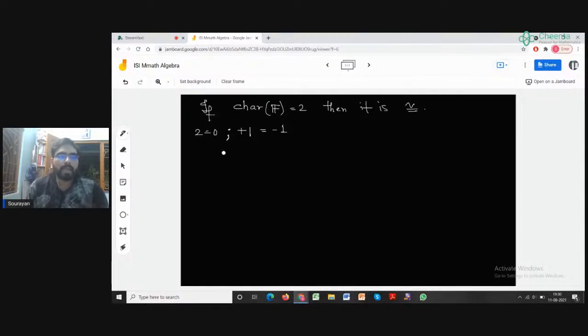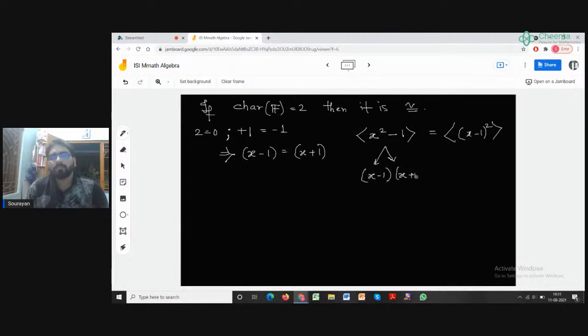So what does this actually imply? It implies that x - 1 is the same as x + 1. So if you take the ideal generated by x^2 - 1, this is nothing but the ideal generated by (x - 1)^2. Because see, this is x - 1 times x + 1. But since it is characteristic 2, +1 is -1. Hence you have (x - 1)^2.